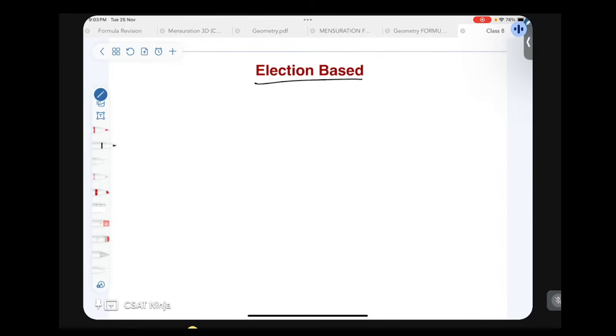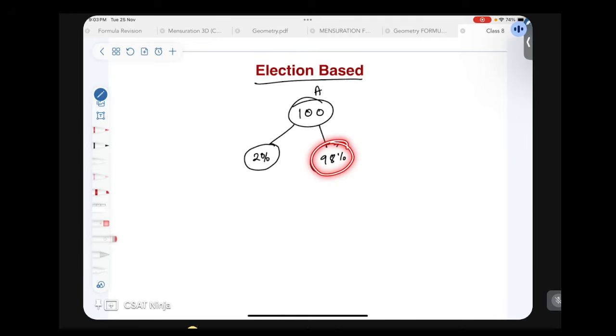Election-based question. Very simple concept. You just keep this one in mind. Let's say there is a village where there is 100%, 100 people. The question can be asked this way. In an election, in a city, let's say in a city A, there will be some group of people who will not be eligible to vote for the election. So let's say 2% of the city is not eligible to vote for the election. That means remaining will be how much? Remaining will be 98%. So which means 98% will be eligible to vote for the election.